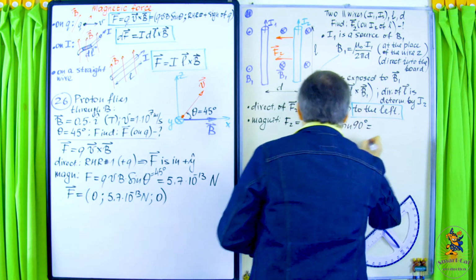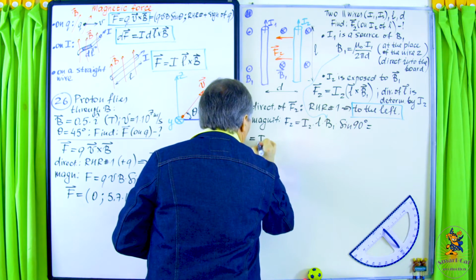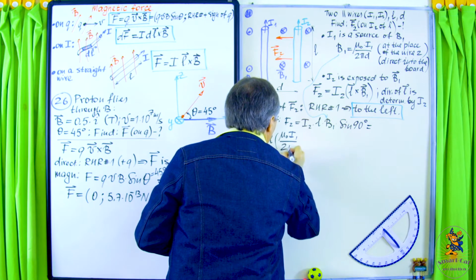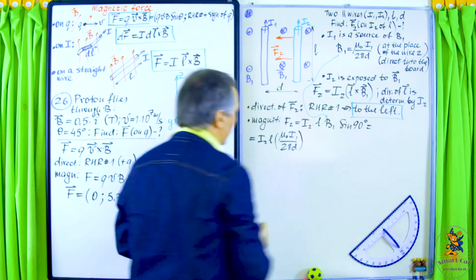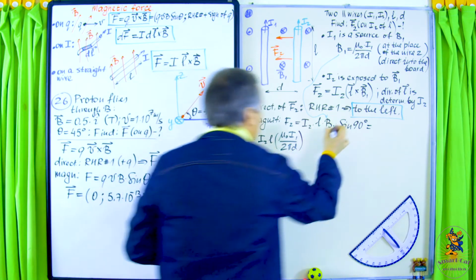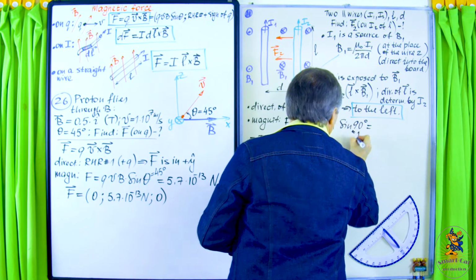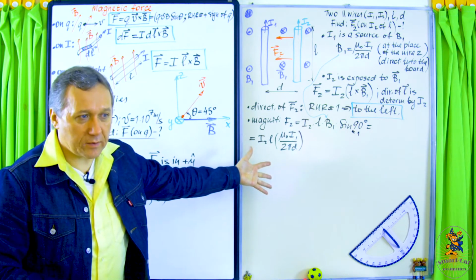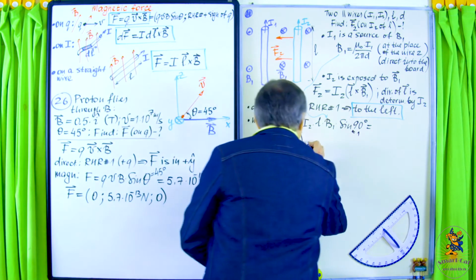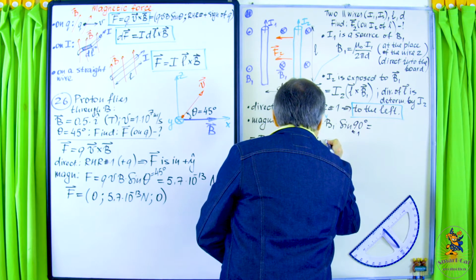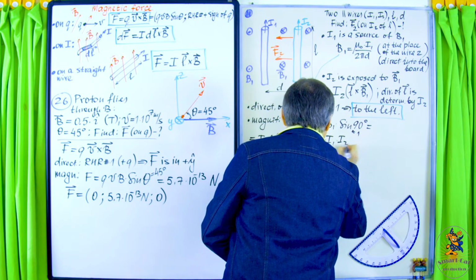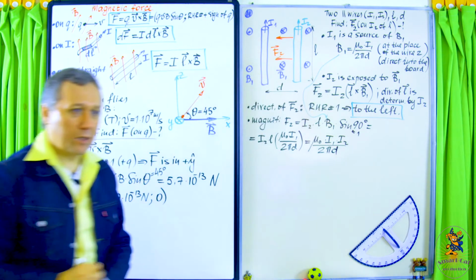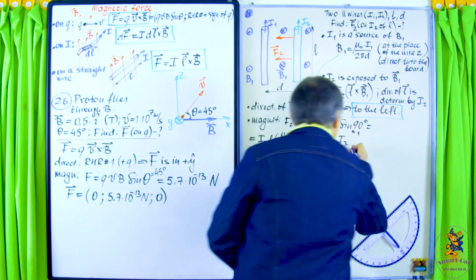So now let me rewrite it. So it will be I2 L mu naught I1 divided by 2 pi d. And sine of 90 degrees is 1. Okay, let me emphasize that. So this is equal to 1. Yeah, so that's the answer, but let me just rewrite it in a nice way. Right. So it will be mu naught I1 I2, the product of the currents, divided by 2 pi d, the distance between the wires, and L, the length.